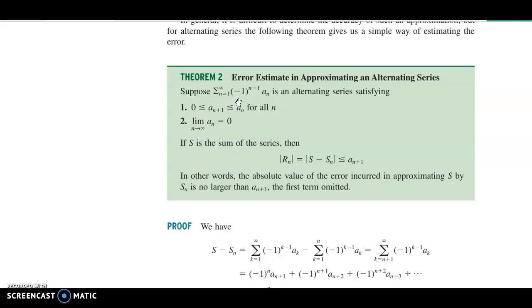Suppose these satisfy these two conditions, and if s is the sum of the alternating series, then mod Rn is equal to mod s minus Sn, which is always less than or equal to an plus 1. In other words, the absolute value of the error incurred in approximating s by Sn is no larger than an plus 1, the first term omitted.